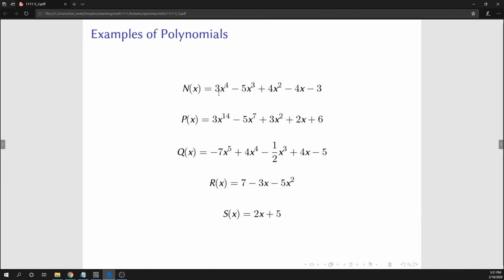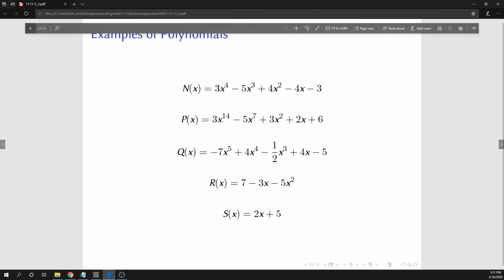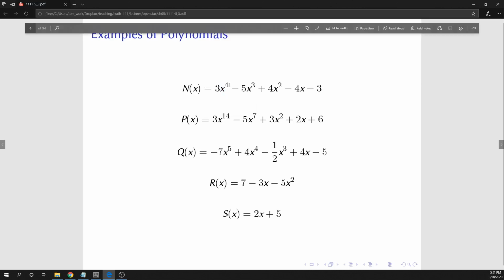Okay, so polynomial functions consist of what's called a linear combination, so addition or subtraction of terms that look like this. So the terms look like some number times x to a power, and that power needs to be a whole number, right? And it also needs to be non-negative, right? The power. So x to the fourth, right? That's x to some positive or non-negative whole number power.